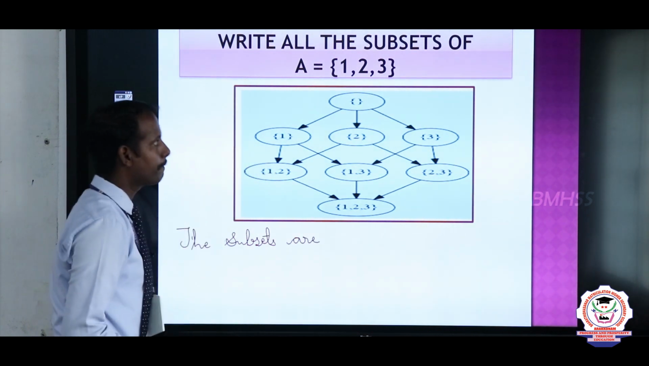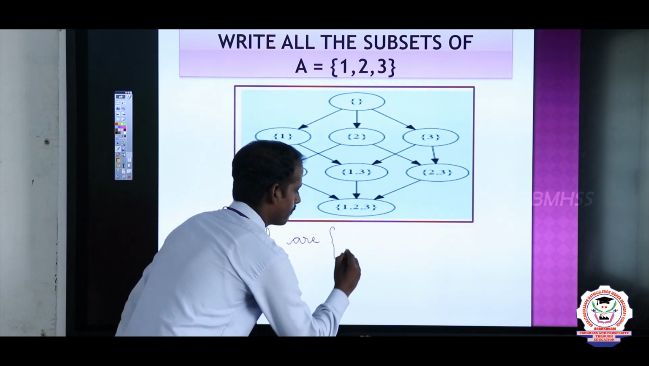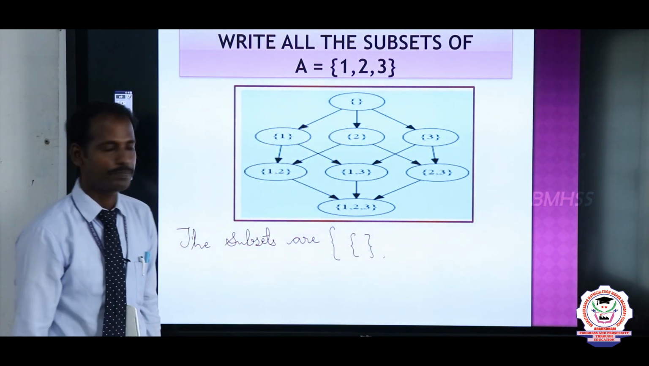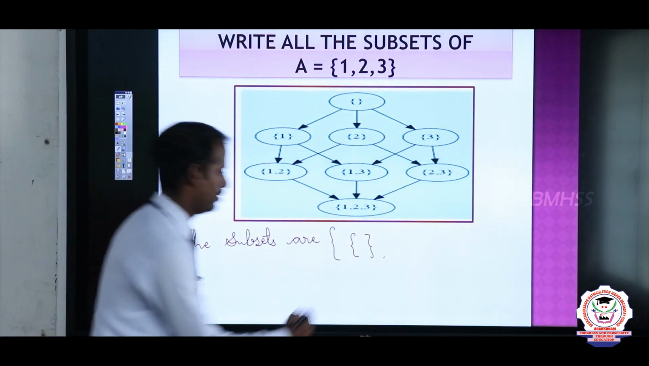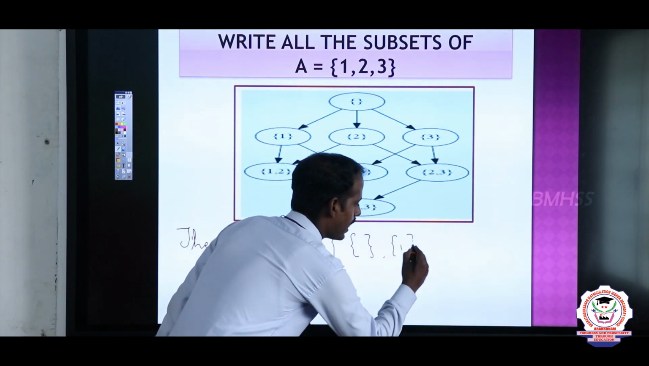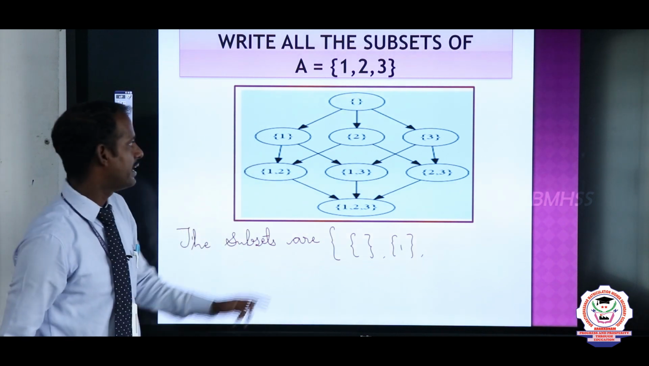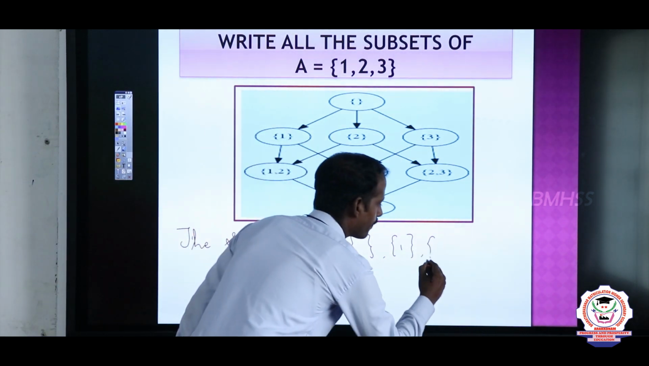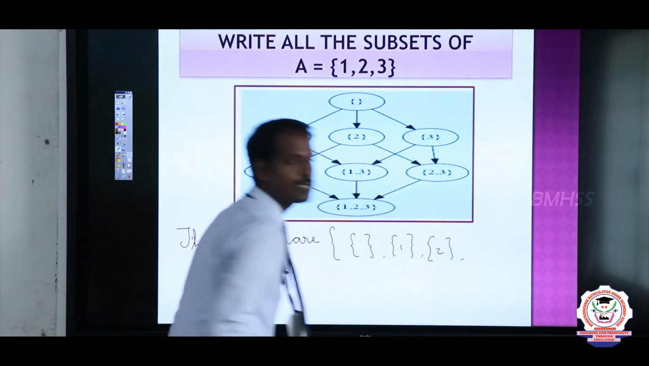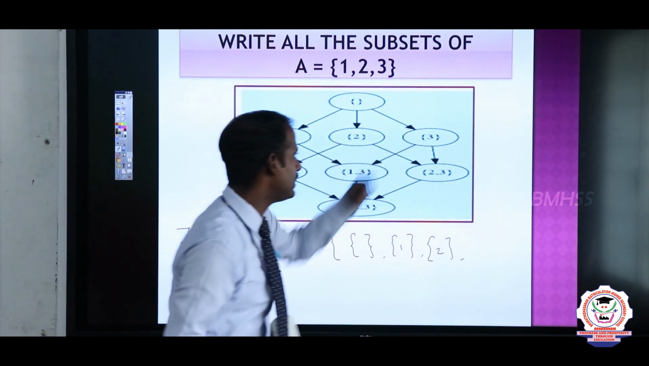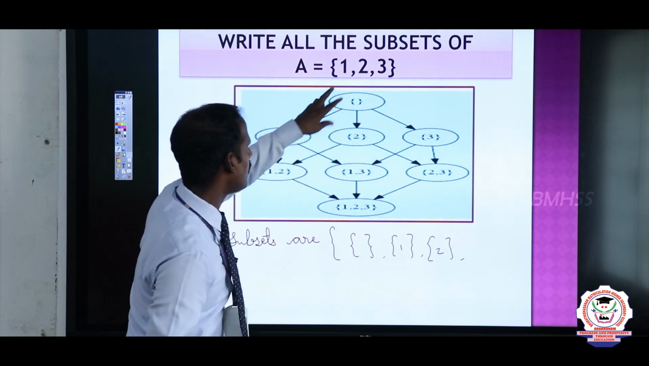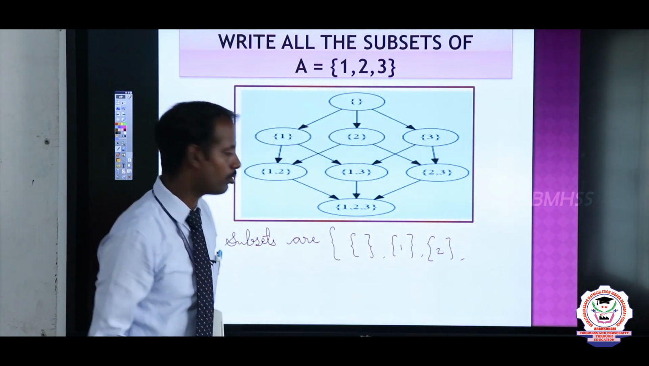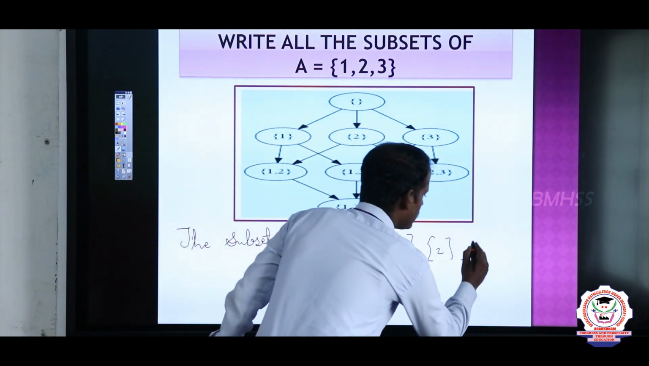The subsets are, first, the null set. This is one subset, the first possibility. Next possibility is {1}, so here {1} is another subset. Then next {2} is another subset. This is another possibility. Next {3}. I will take only these elements 1, 2, 3. So here {3} is another subset.